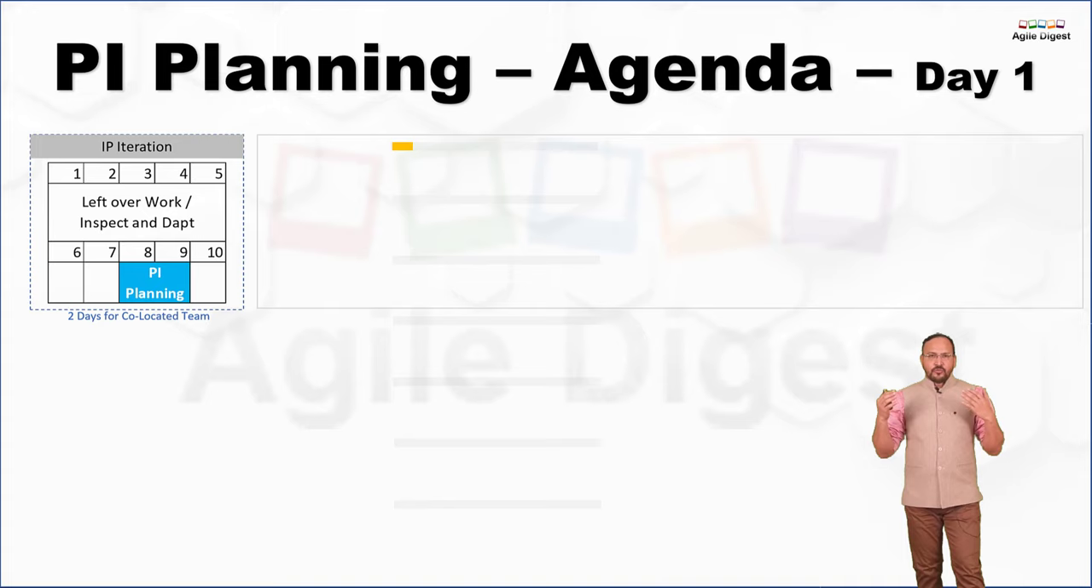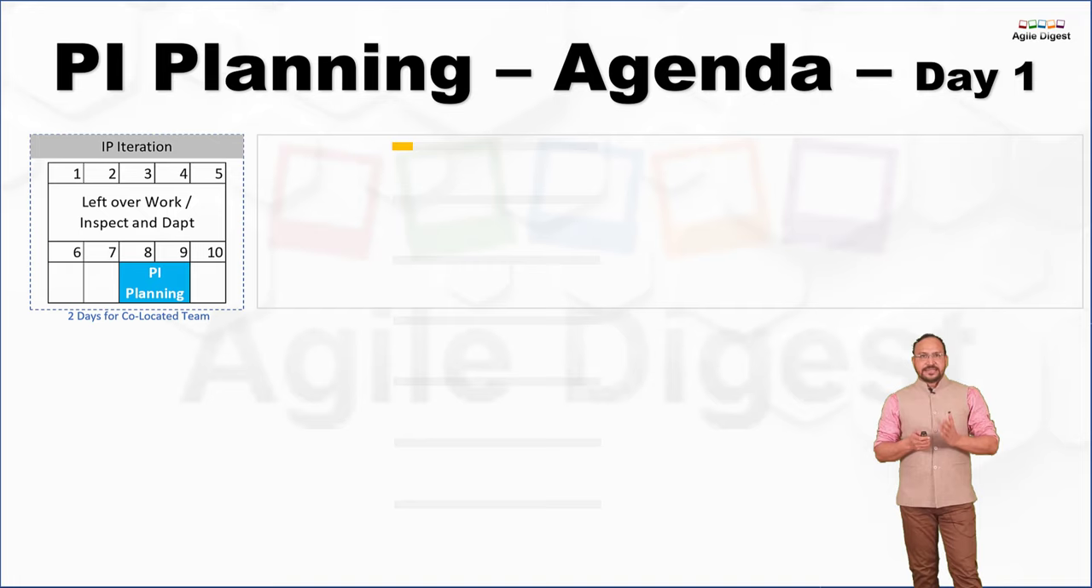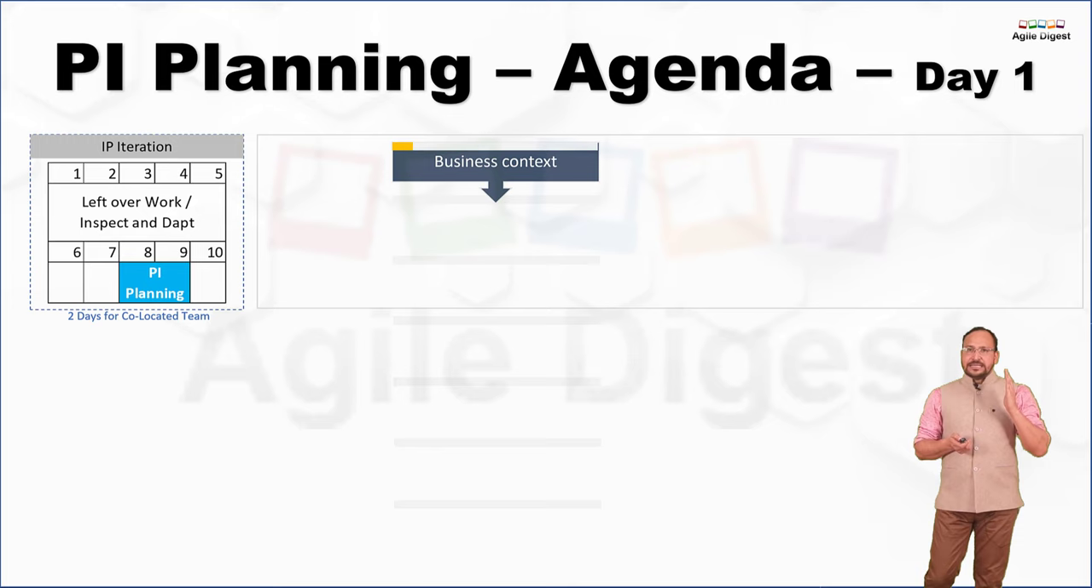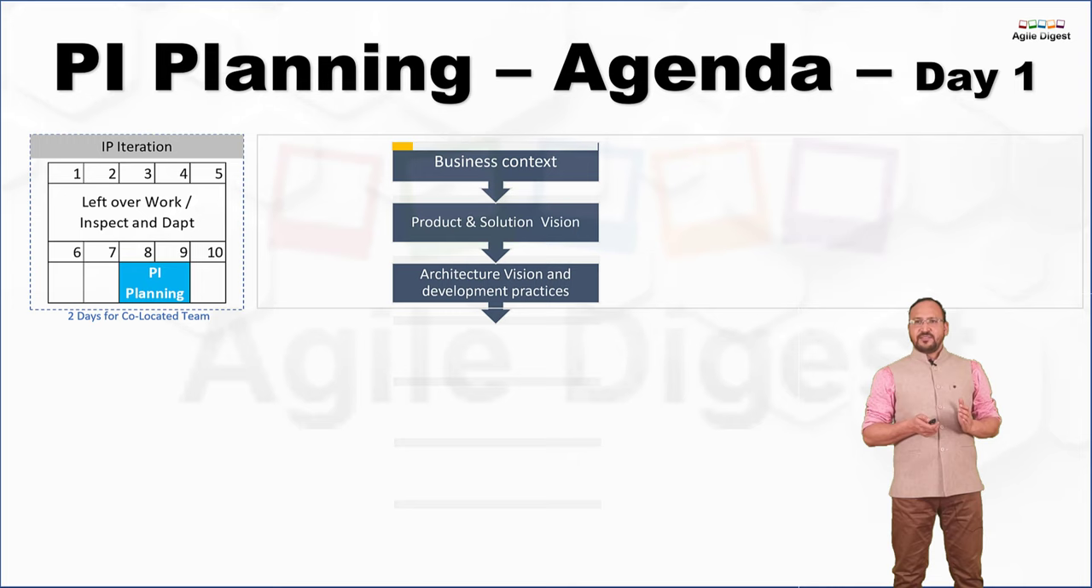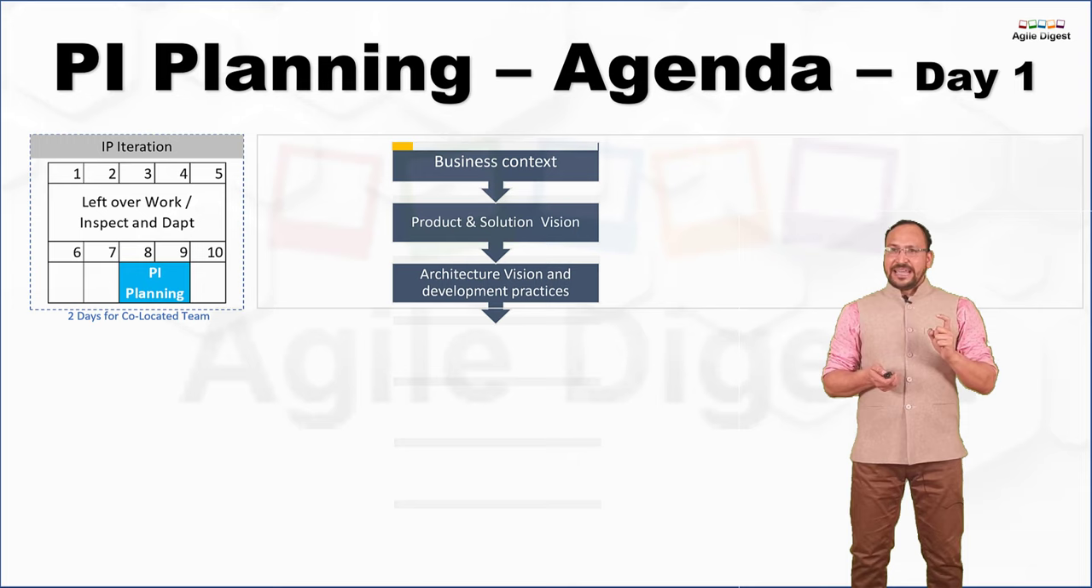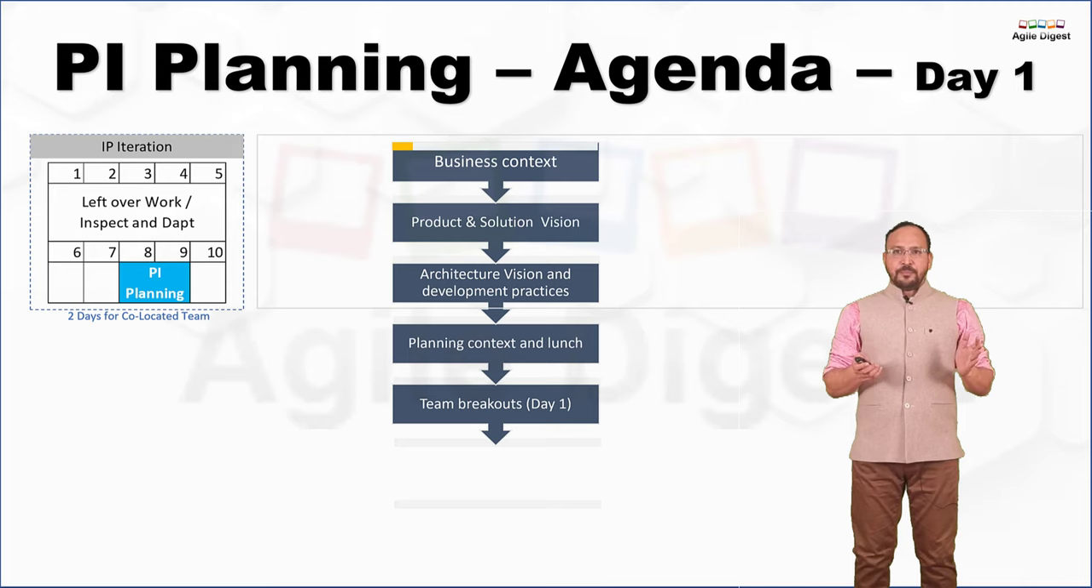Day one, that's actually the 8th day of your IP iteration, and these are the different topics we talk about: business context, product solution and vision, architectural vision, and development practices. These are the content readiness. We'll start our PI planning on day 8 with these 3 items, and then we go into planning context and launch our PI. Once we launch our PI, the next activity, a big activity, is team breakouts day 1.